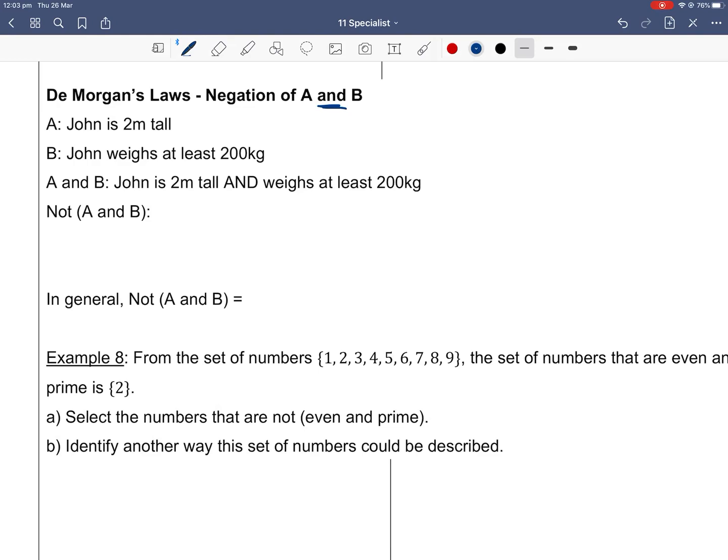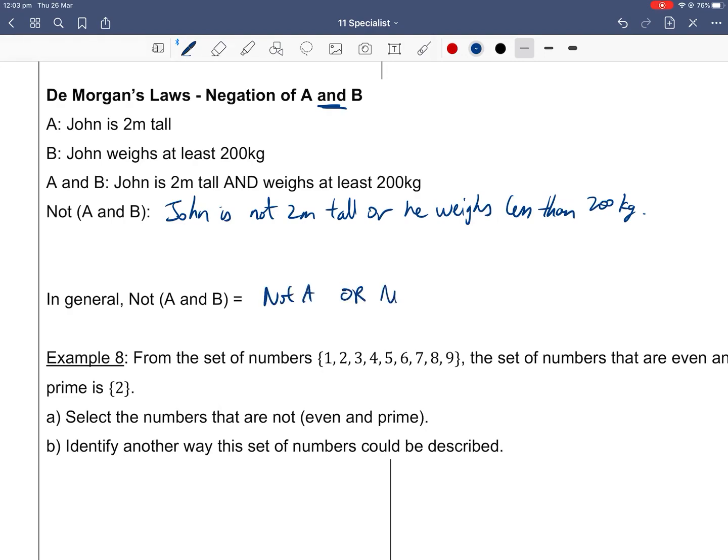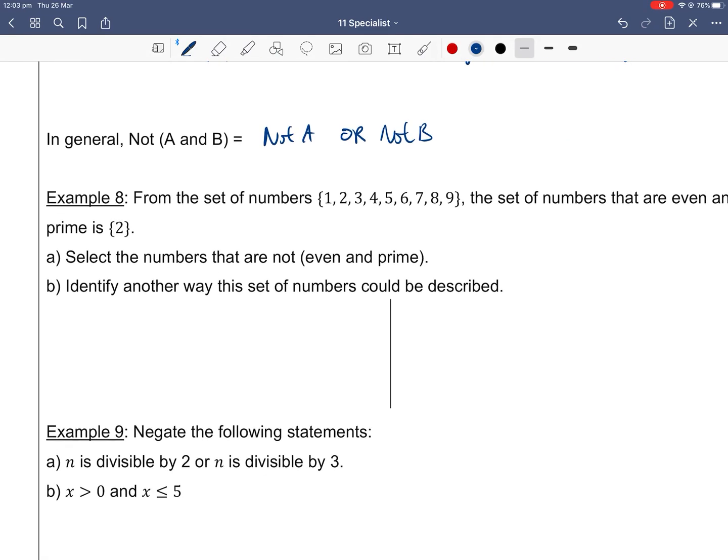The opposite statement, not (A and B), is John is not 2 meters tall, because it's the opposite of A, or he weighs less than 200 kilograms, the opposite of at least 200 kilograms. So in general, not (A and B) is not A or not B.